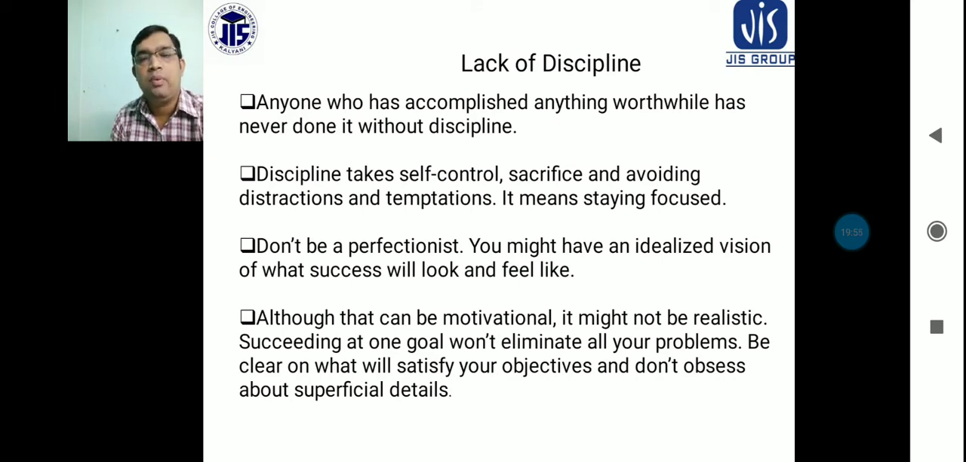Again, this will be focused on you. You are the senior, you are the boss, and you have to improve your life. Don't be a perfectionist. You might have idealized visions of what success will look and feel like. Although that can be motivational, it might not be realistic. Success won't eliminate all your problems. Be clear on what will satisfy your objectives, and don't obsess about superficial details.